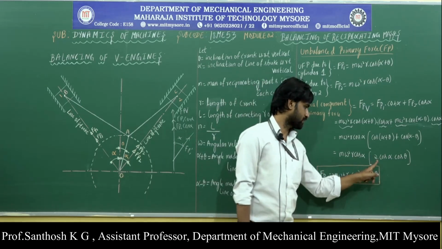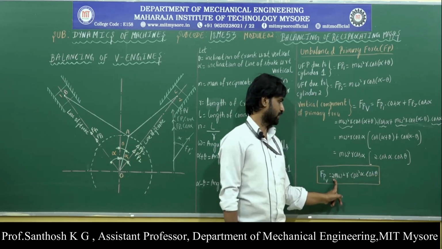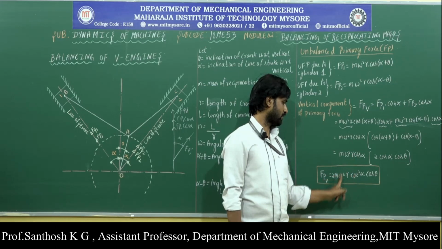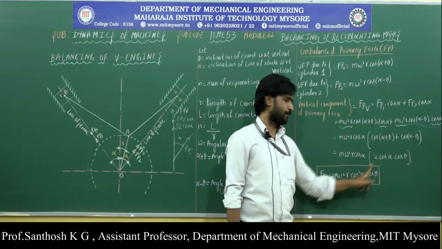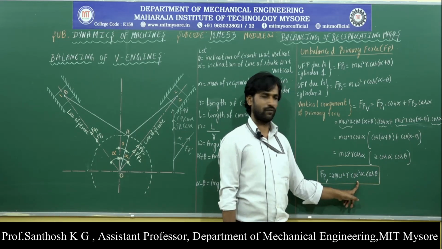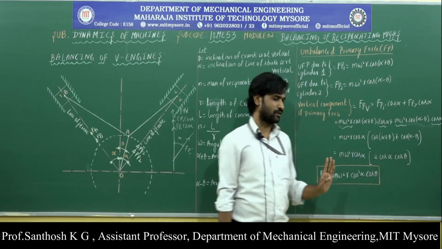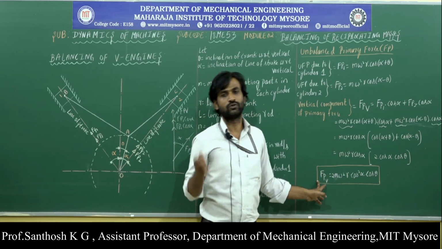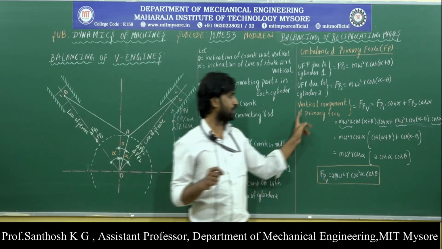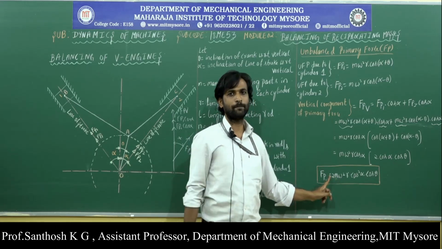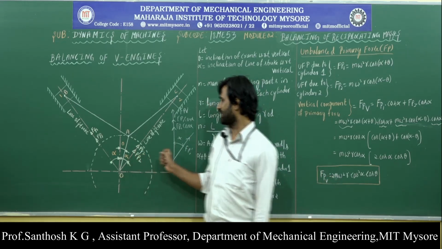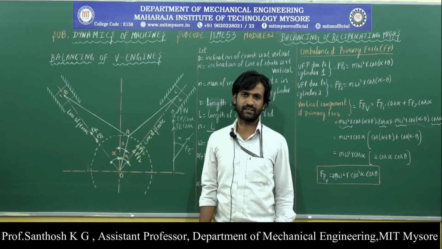So after simplifying this, first I am going to write 2 here. So m omega square r I have written as it is. So cos alpha into cos alpha becomes cos square alpha into cos theta. So this is the total amount of the vertical component of the primary force that is acting in the upward direction.